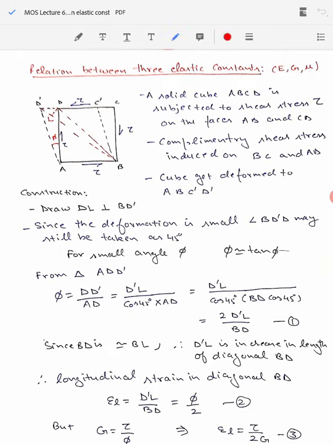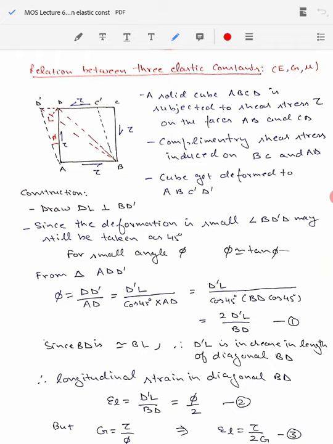So here we have a cube ABCD. This solid cube is subjected to shear stresses on its faces AB and CD. So we know about the complementary shear stress. We have discussed it in our first lecture.